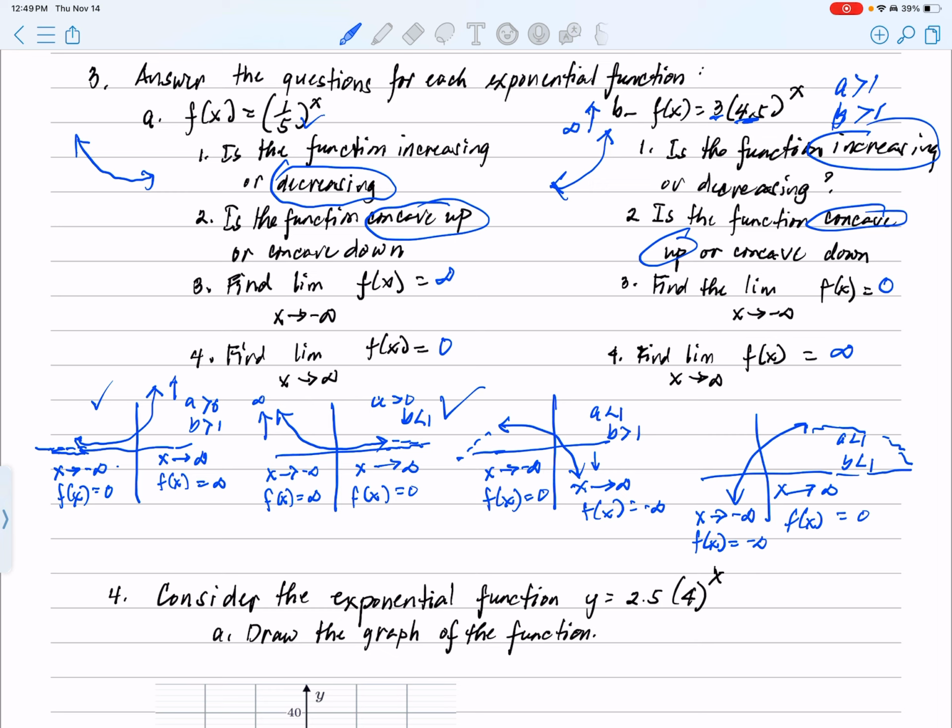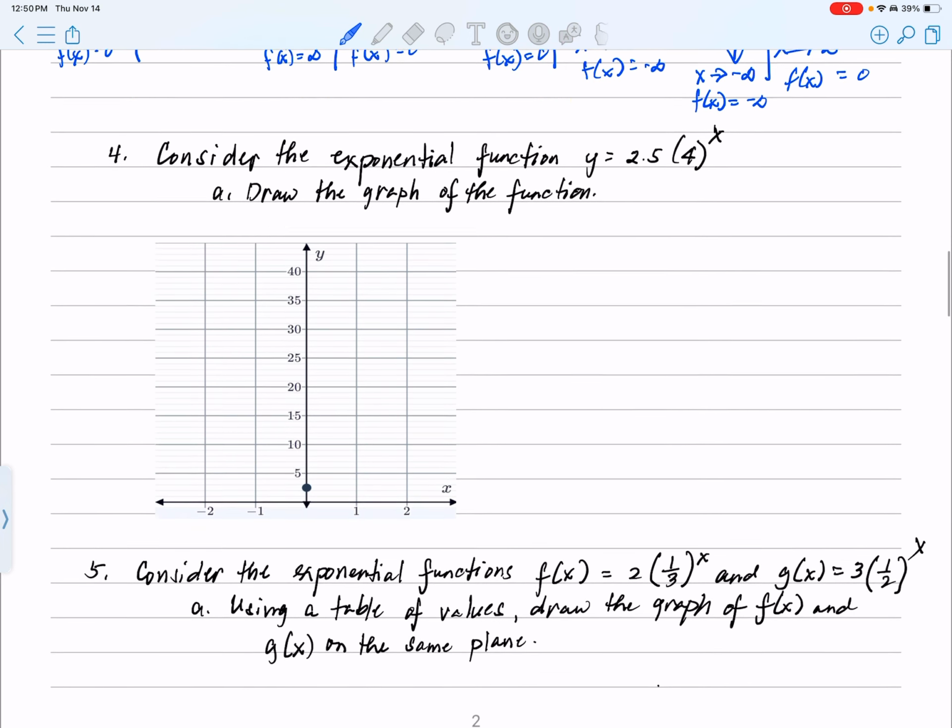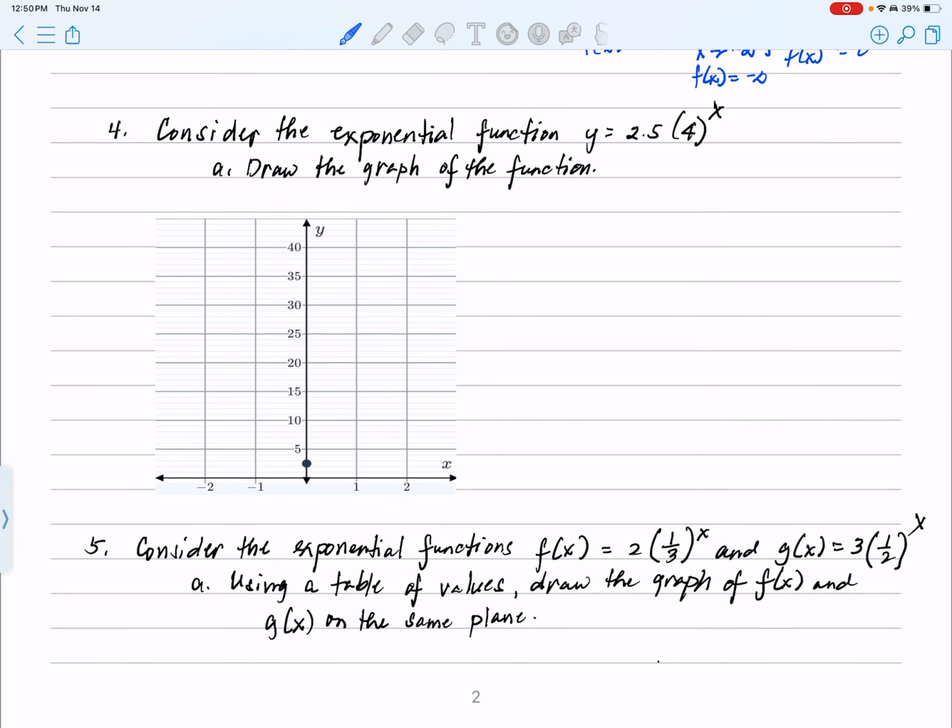Let's have question number 4. Consider the exponential function y equals 2.5 times 4 to the power of x. If we look at it, a is greater than 1 and b is greater than 1, so we know how our graph looks like. The curve is increasing and it's concave up. It's facing up.